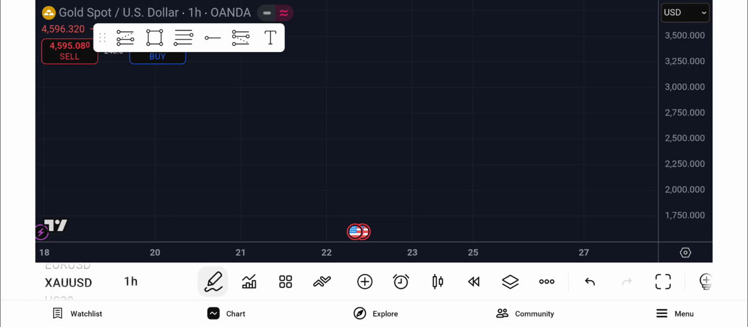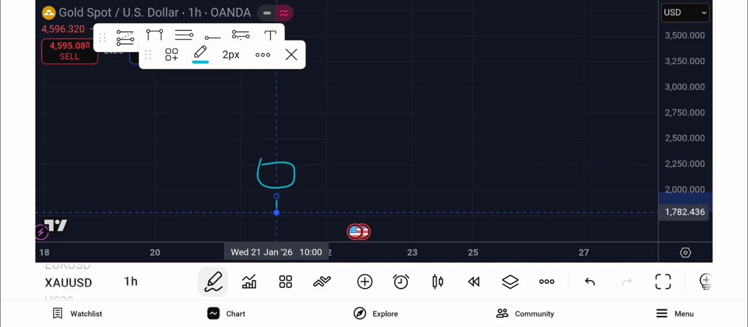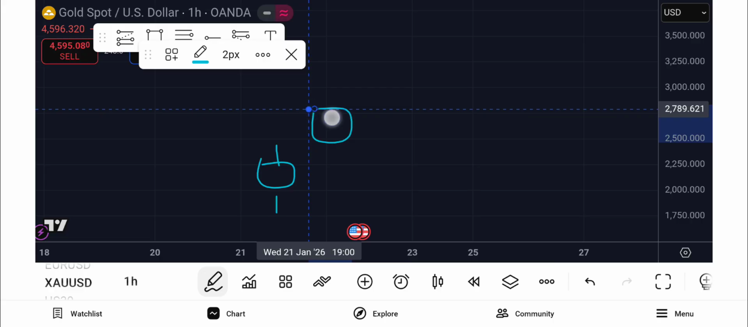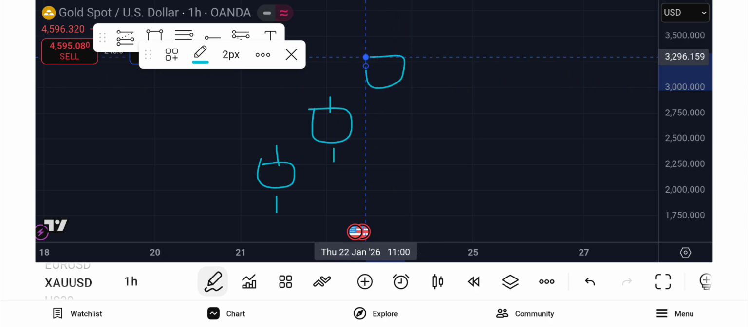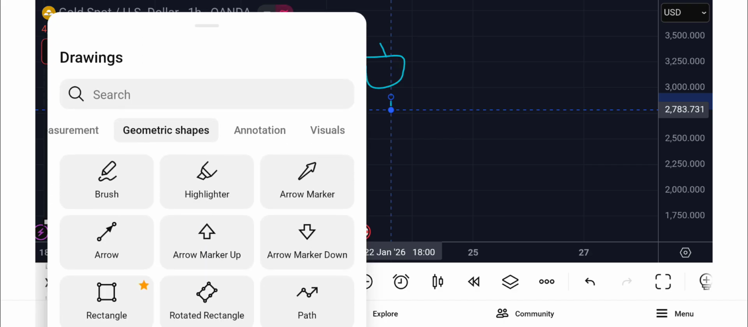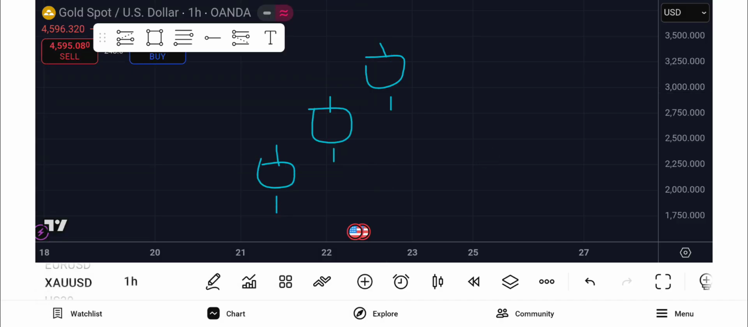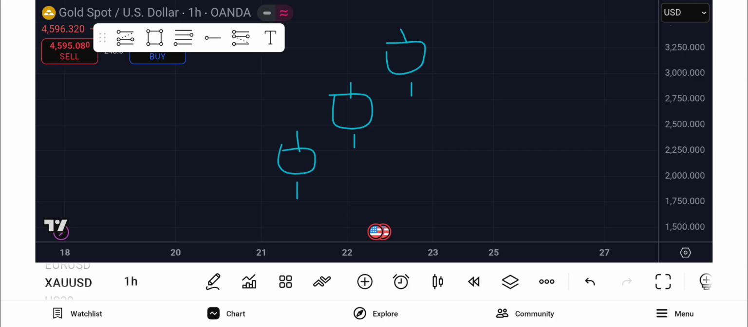So you would draw 3 candles like that. Right, you do another one right here, like that. Then you would draw another candle like that, right? So these are the 3 candles, right, that you would draw.